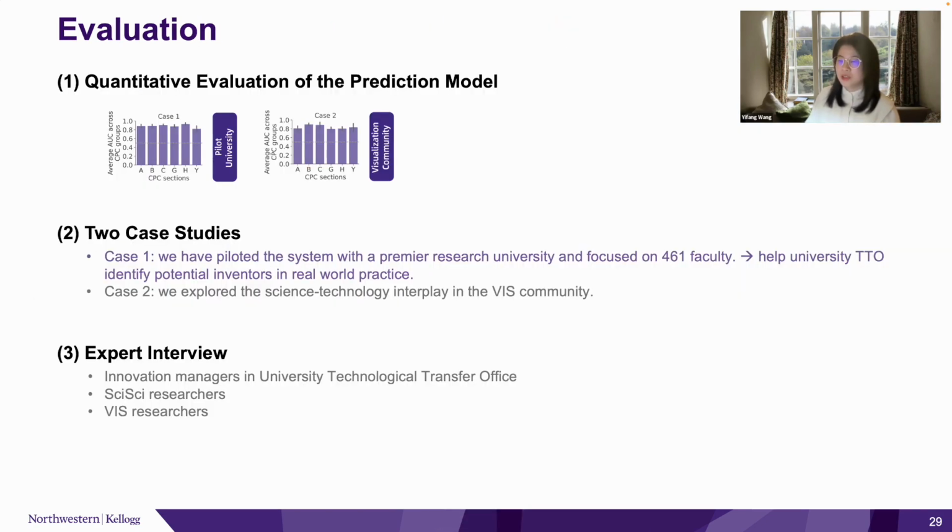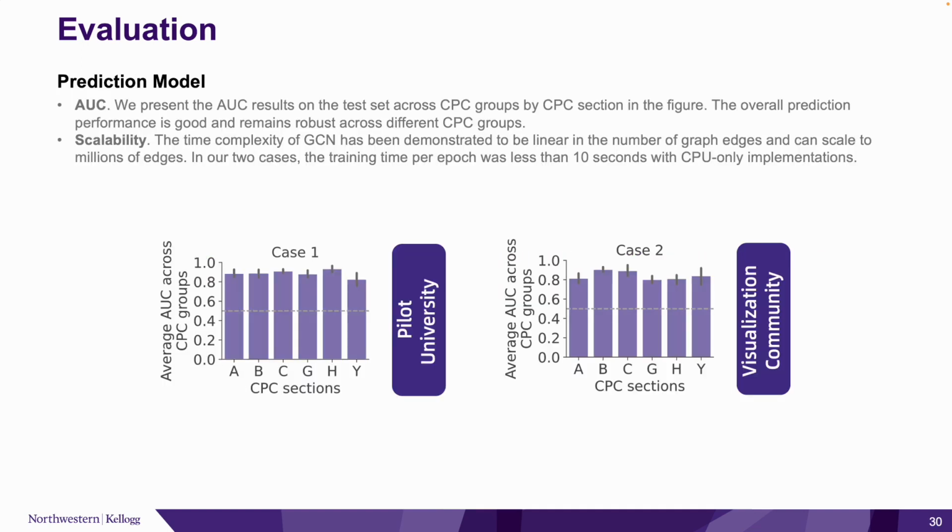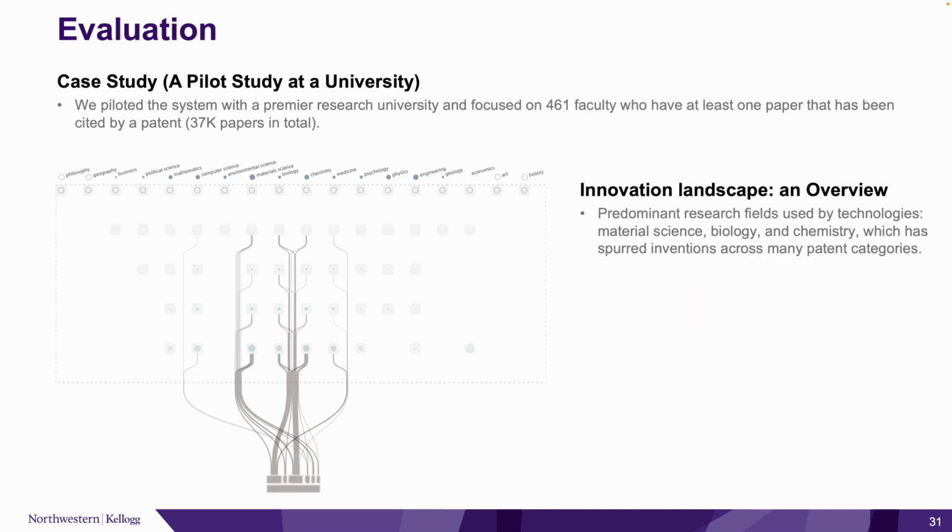For the evaluation, we first report the prediction model performance. We also introduce insights from a case study. We evaluate the model using 2 datasets used in our 2 case studies. We can see that the overall AUCs are all above 80%, indicating a good prediction performance. For the case study, we share some interesting findings during our pilot study at our collaboration university.